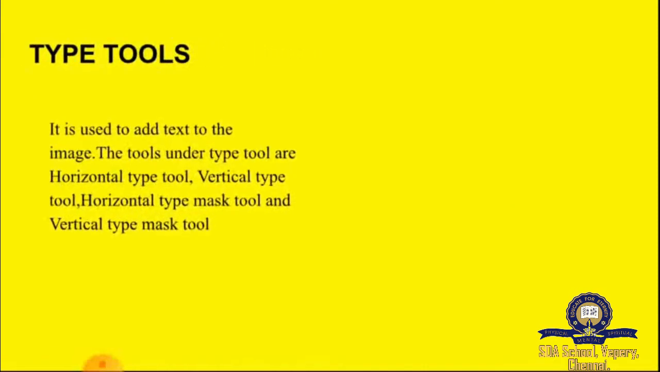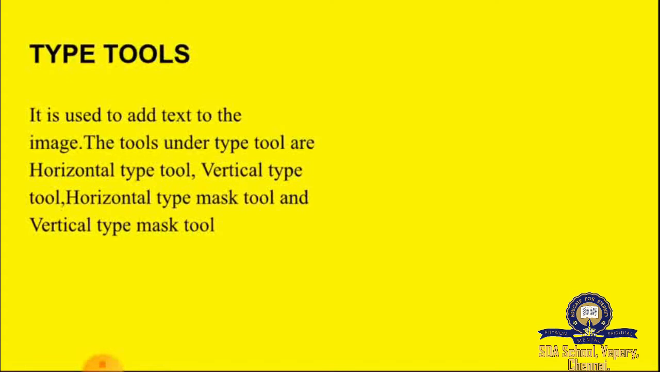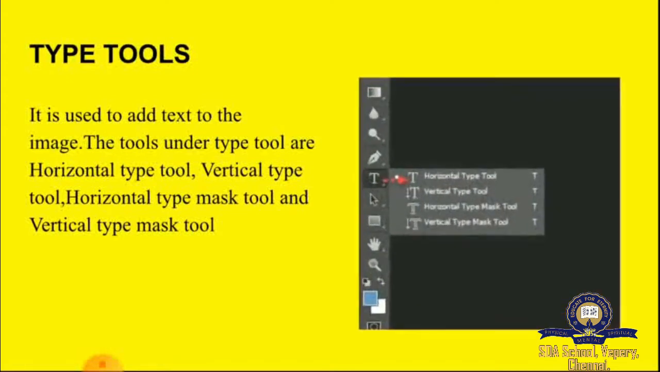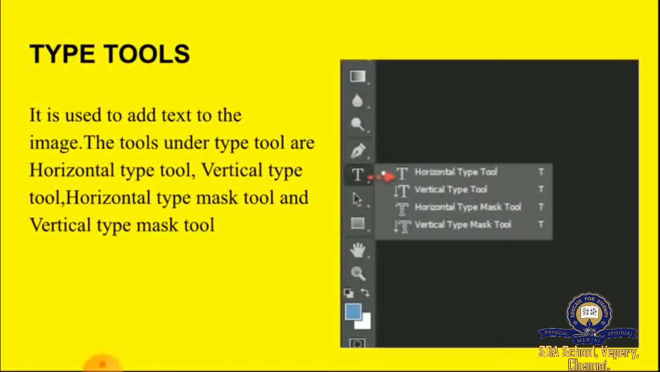Type tools. It is used to add text to the image. The tools under type tool are horizontal type tool, vertical type tool, horizontal type mask tool and vertical type mask tool. Can you see the tools icon? Yes, these are the tools icon. First one is horizontal type tool, second is vertical type tool, third one is horizontal type mask tool and final is vertical type mask tool.